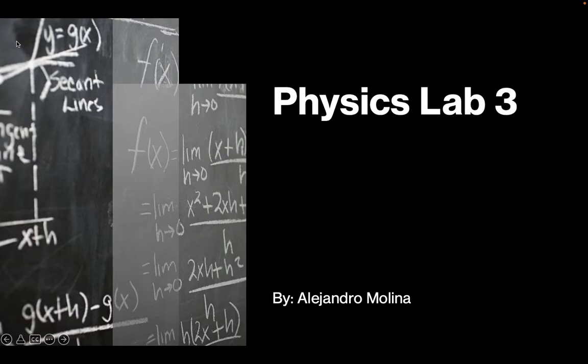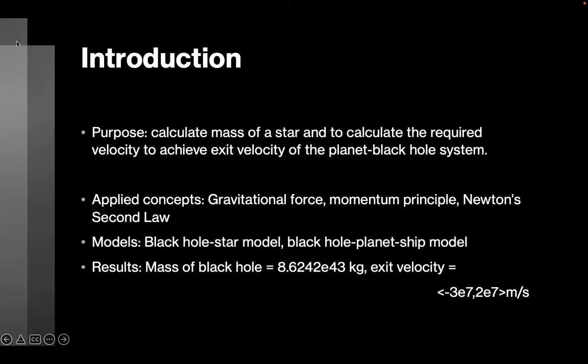Okay, this is Physics Lab 3 by Alejandro Molina. The purpose of this lab was to calculate the mass of a star and to calculate the required velocity to achieve exit velocity of the planet black hole system. The applied concepts that we used are the gravitational force concept, momentum principle, Newton's second law. The models we have are the black hole star model and the black hole planet ship model.